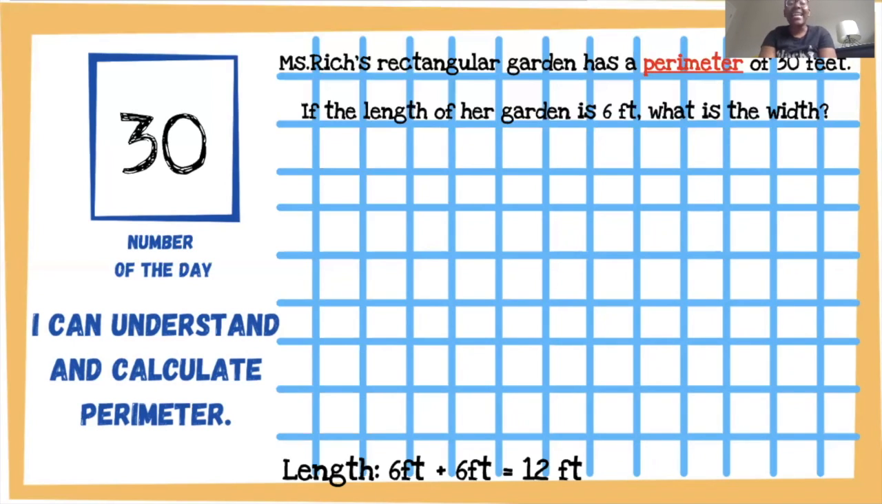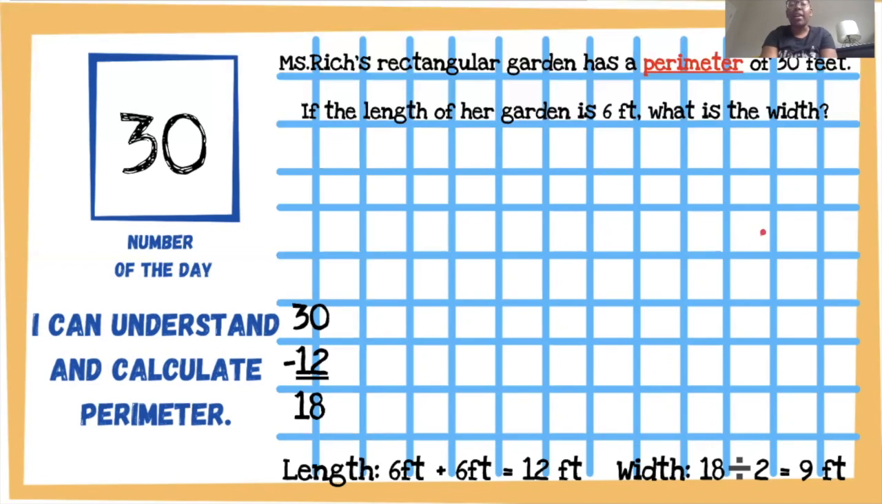That's right, I can subtract 12 from 30. If I subtract 12 from 30, I get 18. So that tells me that the width of both sides is 18. How would I figure out the width of one side? You guessed it, I have to divide 18 in half. So 18 divided by 2 is 9, meaning that the width of Miss Rich's garden should be 9 feet.